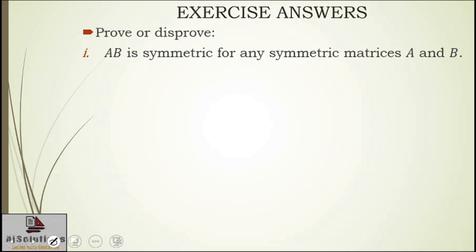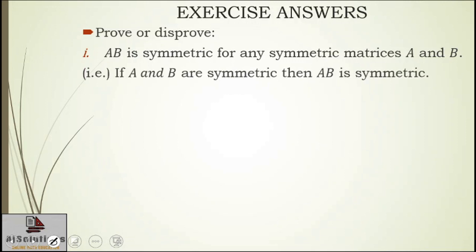So here you are going to prove or disprove the following statement. The statement is AB is symmetric for any symmetric matrices A and B. Nothing but I can say the same thing in verbal form, product of two symmetric matrices is symmetric. Or I can write the same statement in if and then format like this. If A and B are symmetric, then product A into B is symmetric.